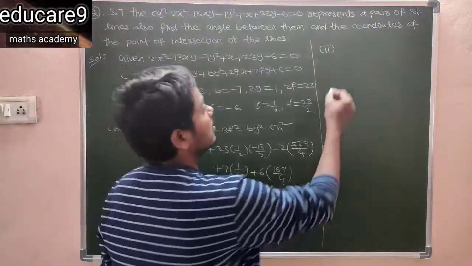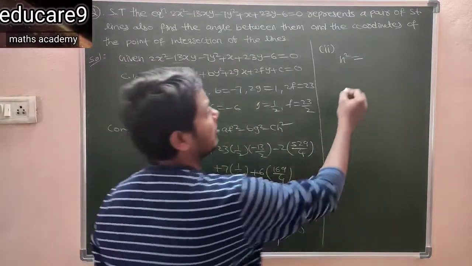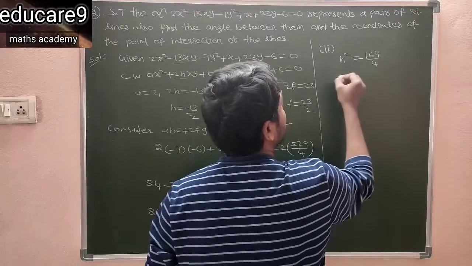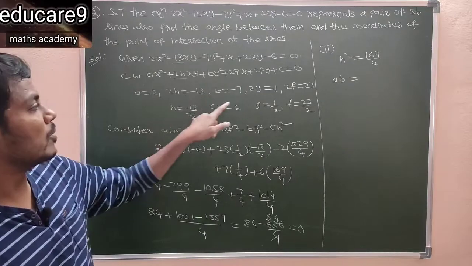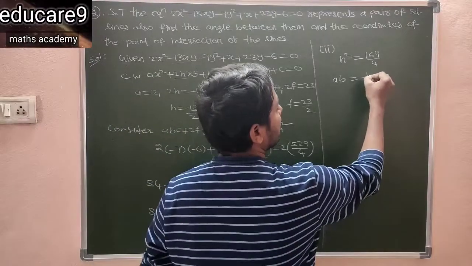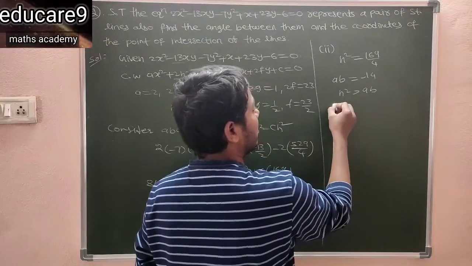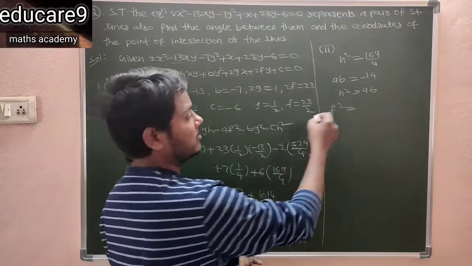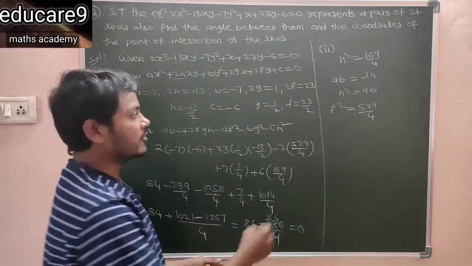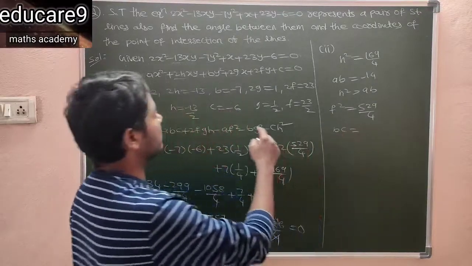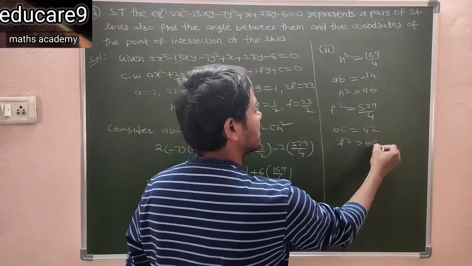And the second one. So next one, H square value. What is H square? 169 by 4. And AB value. What is AB? So 2 into minus 1 is minus 40. So clearly H square is greater than AB. Next, to find F square value, that is 529 by 4. Okay, so next find BC value. B into C, 42. So clearly F square is greater than BC.